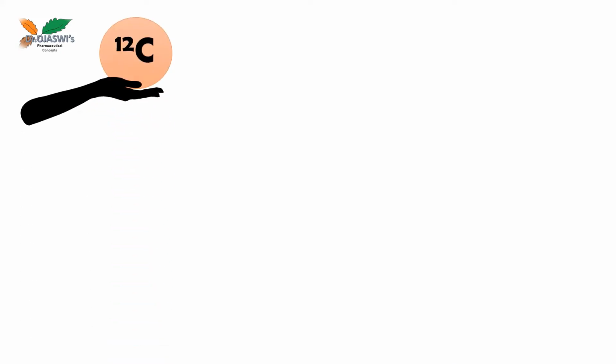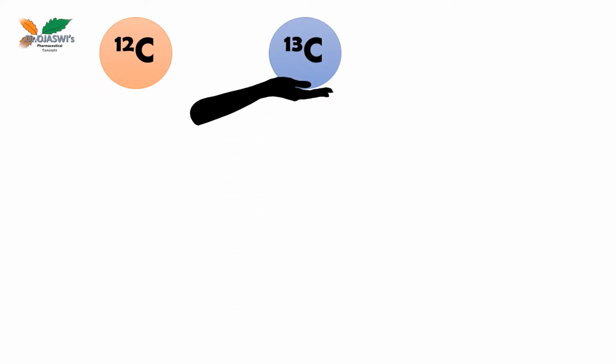So when I say carbon, there are three forms of carbon we know, and the most common isotope of carbon, that is carbon 12, 12C, which has 6 protons and 6 neutrons in it. This is the most commonly available form of the carbon isotope. The next heaviest carbon isotope is the 13C, which has 7 neutrons in it. It has 6 protons and 7 neutrons in it.